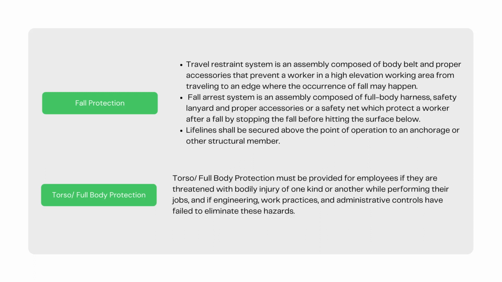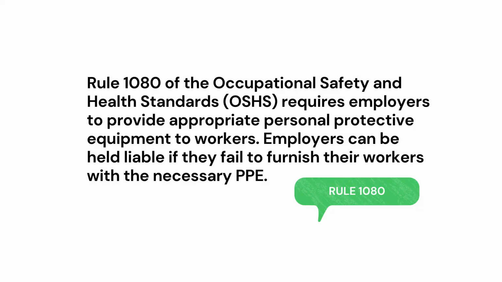Next is the torso or full body protection. Torso or full body protection must be provided by an employer if employees are threatened with bodily injury of one kind or another while performing their jobs, and if engineering, work practices, and administrative controls have failed to eliminate these hazards. Next is the Rule 1080. The Rule 1080 of the Occupational Safety and Health Standards requires employers to provide appropriate personal protective equipment to workers. Employers can be held liable if they fail to furnish their workers with the necessary PPE.